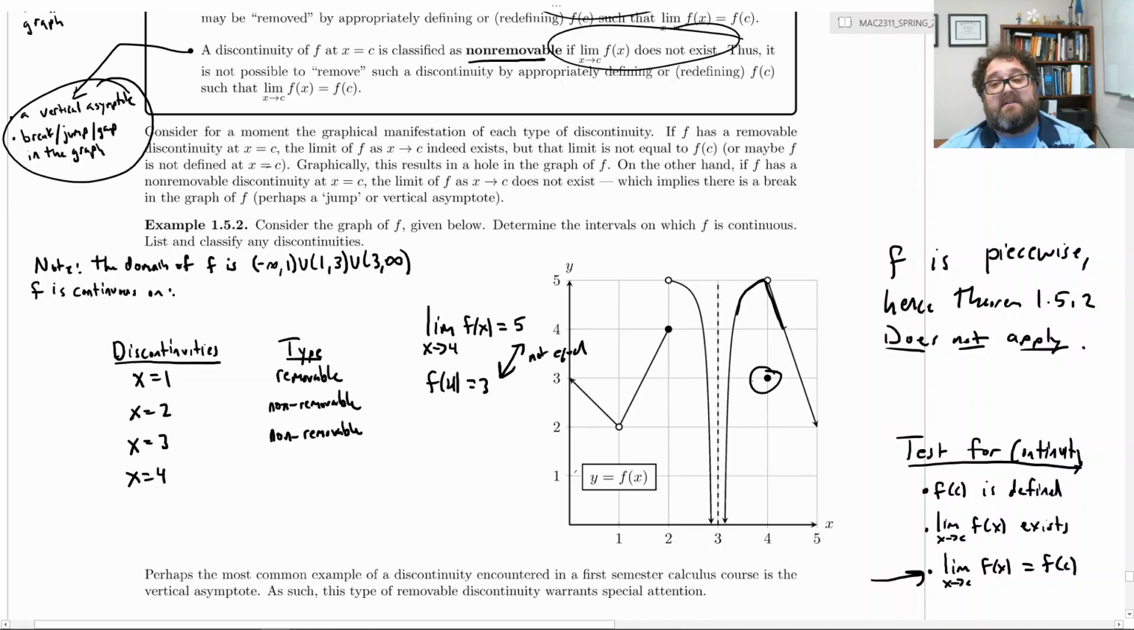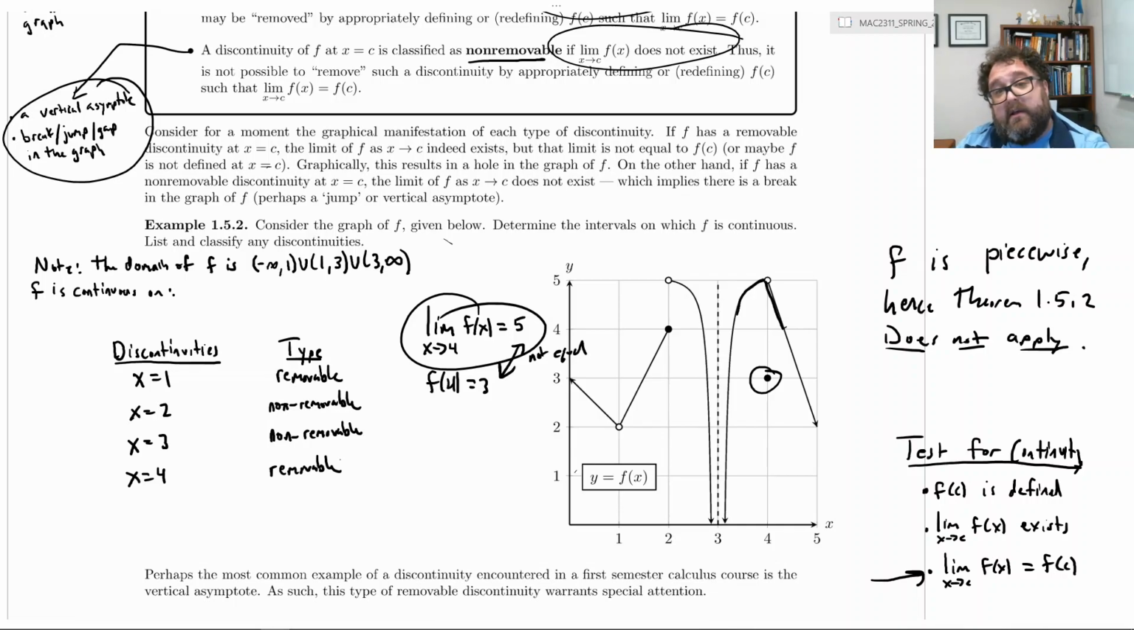For the function to be continuous at that value, at 4, the y value has to equal the value of the limit. And here the y value is 3, the limit is 5, therefore the function is discontinuous at x equals 4. But here's the thing, the limit exists. So since the limit exists, we know that it's a removable discontinuity, because a function has a removable discontinuity if at that discontinuity the limit exists. And here the limit does exist, it's 5.